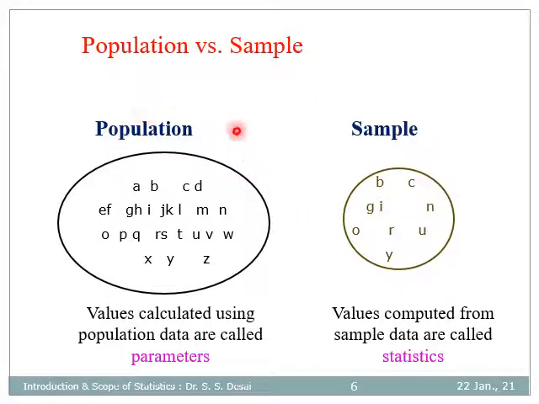So this diagram clearly gives idea about population and sample, parameters and statistics. The values calculated using population data are called as parameters, and values computed from sample data are called as statistics.